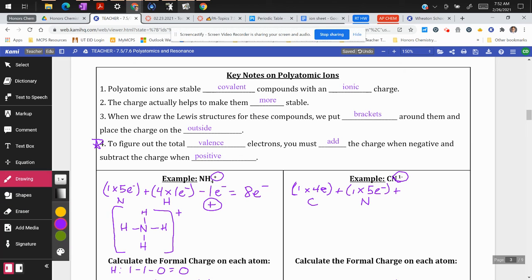So this time I'm adding an electron because it's a -1 charge. If it was a -2 charge, you'd add 2 electrons. If it was a -3 charge, you would add 3 electrons. Here I get 10 electrons total to work with.